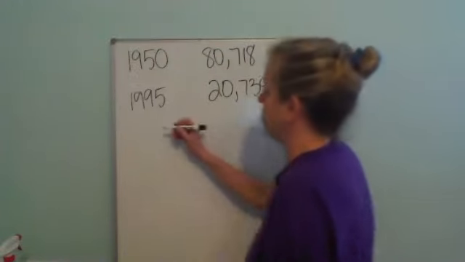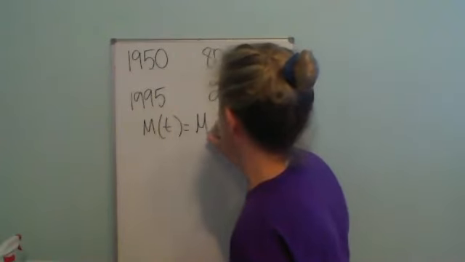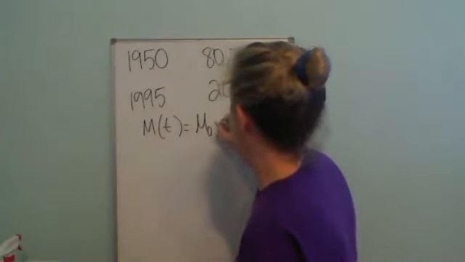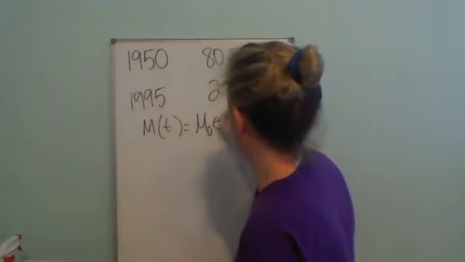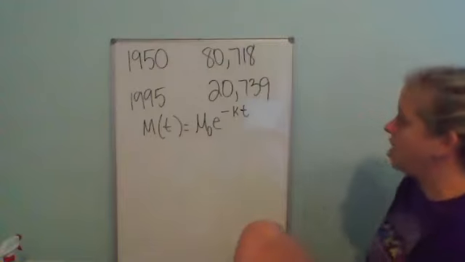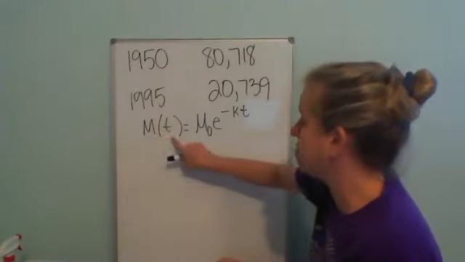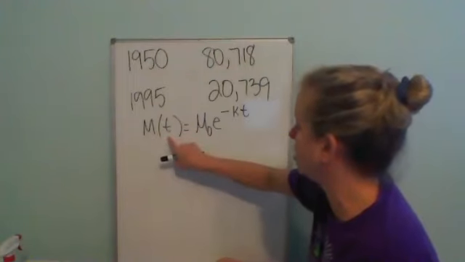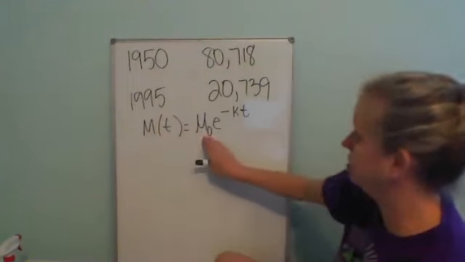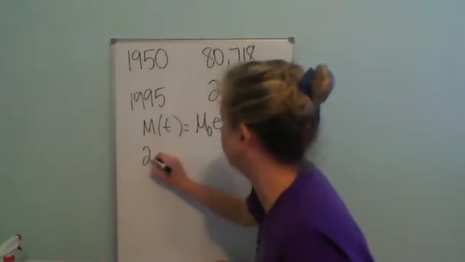So remember, M of t equals M0 e to the negative kt. Let's fill in what we know. What is the ending amount of farms? That's what always goes here. End amount, beginning amount. End amount is 20,739.